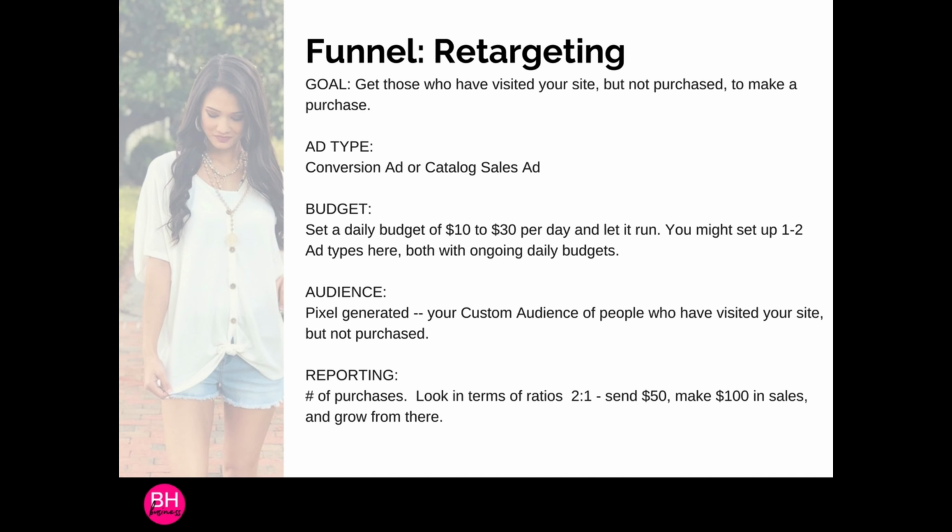All right, stage number 3 in your funnel. This is retargeting. This is the very bottom of the funnel, and this is getting people who have visited your site but not purchased to make a purchase. So this ad type is going to be a conversion ad or a catalog sales ad. A conversion ad, again, a website conversion ad, you go into Ads Manager to set that up, or a catalog sales ad, that's a brand new ad type in the back end of Ads Manager.